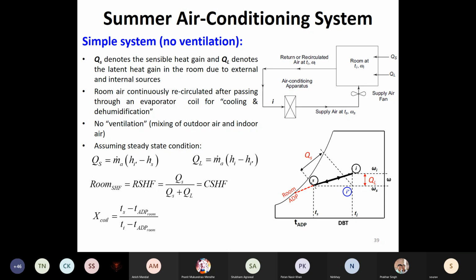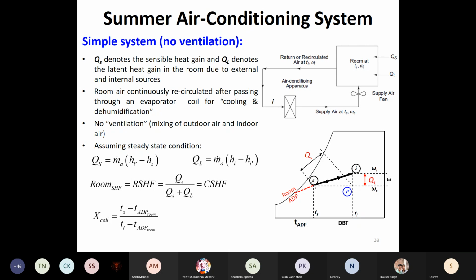So now let's come finally to the summer air conditioning system. We will discuss two systems, one without any active ventilation, which is what happens in your split ACs, and the other one is with an active ventilation, that is the system provides you fresh air from the outside. That system is used in your central ACs.